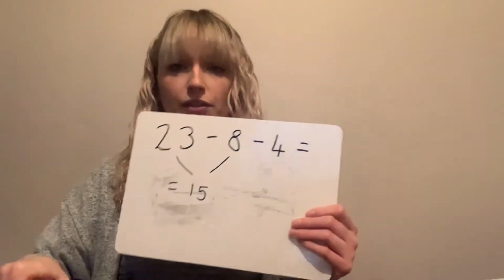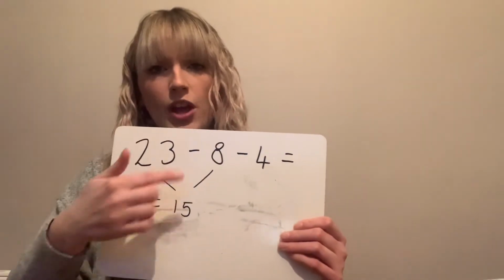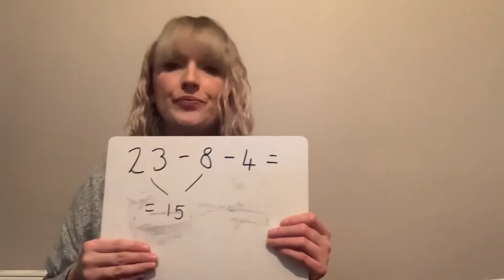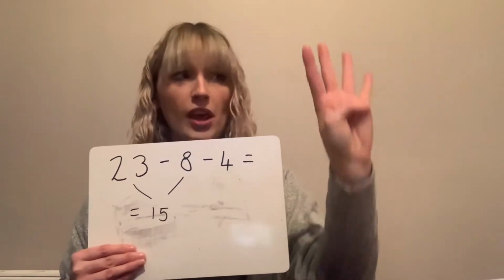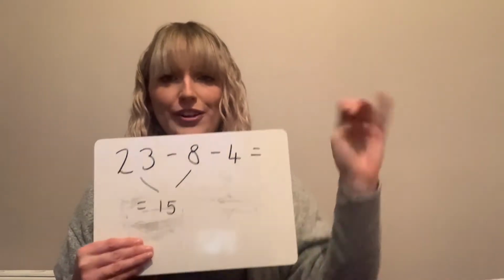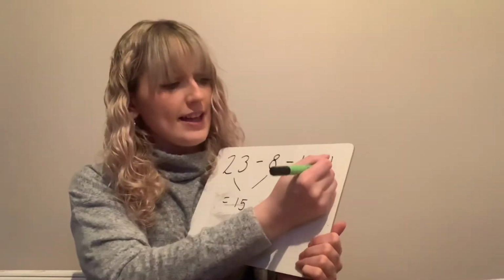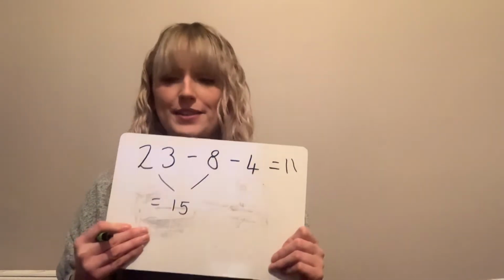So now I'll cover the next part of my number sentence. I've got 15 subtract 4. Okay, so get my 4 fingers. Count with me. 15, 14, 13, 12, 11. So I found my answer by covering up different parts of the number sentence.